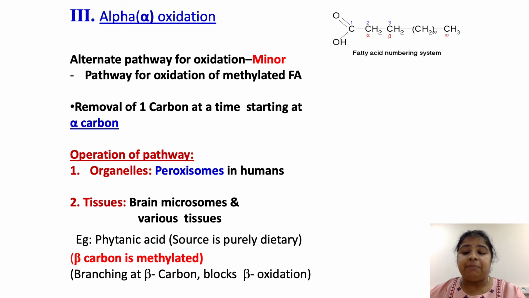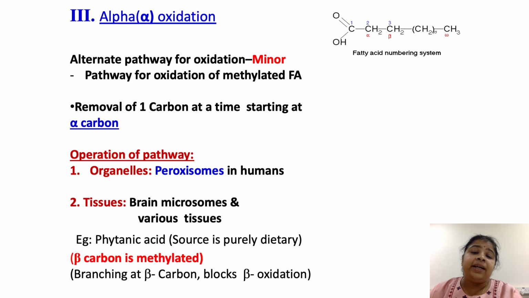Coming to the last part, that is alpha oxidation. No, sorry, not last. After this we have omega oxidation. Alpha oxidation is another alternate pathway mainly for certain plant-based lipids.